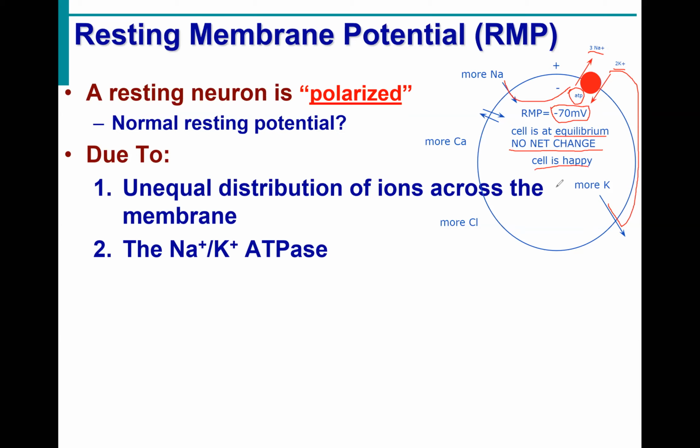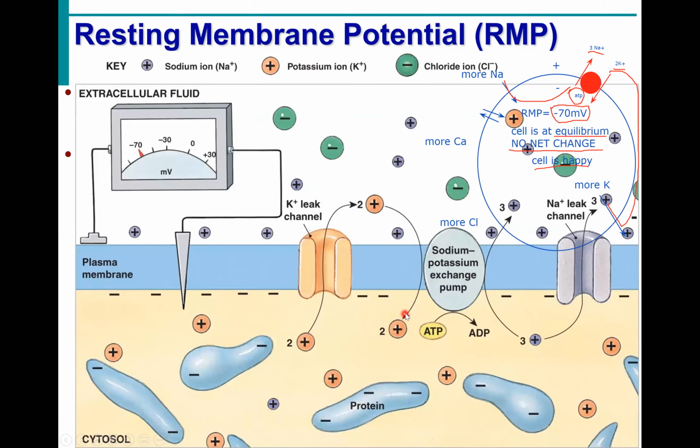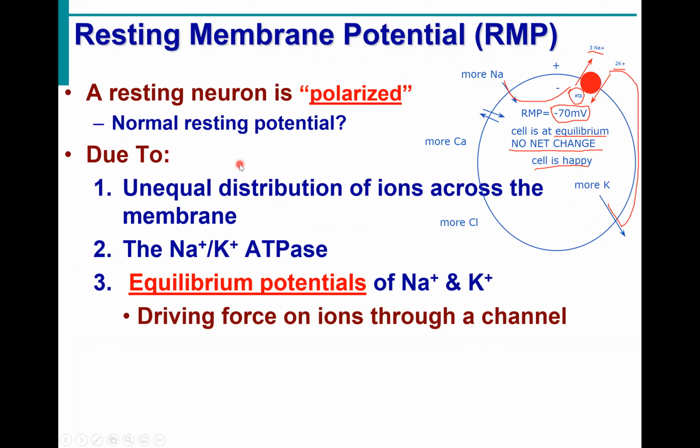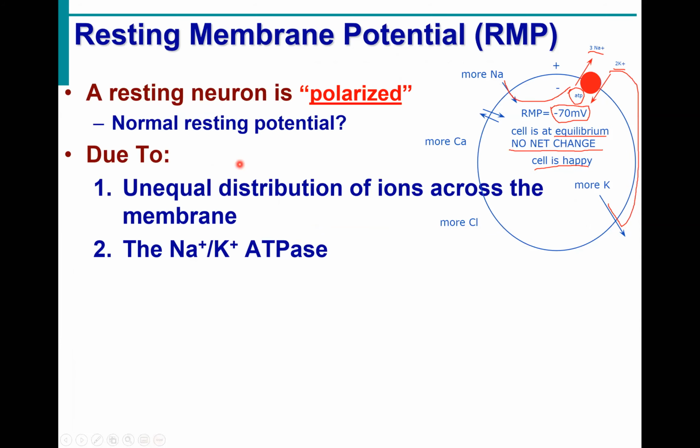But if the cell's happy, it's not doing work for us. If we're going to get the cell to do work, we need to change things. Oh, and there's my pretty picture that shows this. Potassium leaking out and the pump bringing it back in. Sodium sneaking in and then being kicked back out. So we have all of that. But we want it to do work. And that's the other key to this.